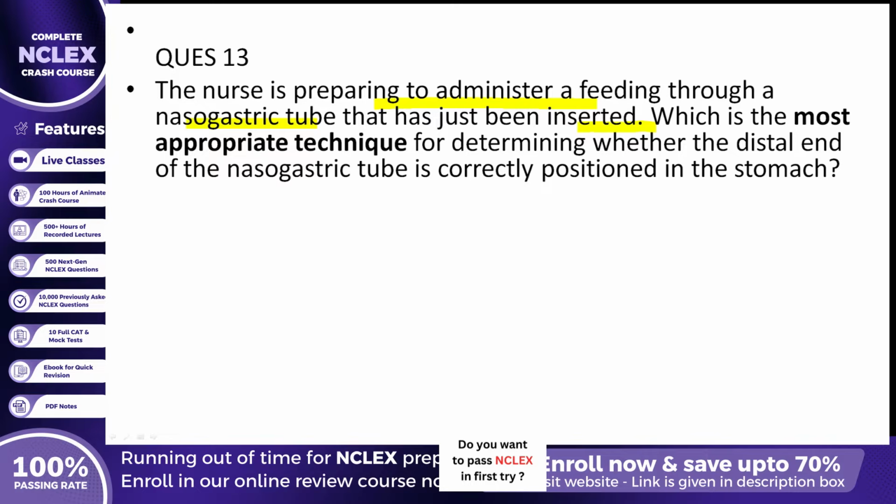The question asks, which is the most appropriate technique for determining whether the distal end of the nasogastric tube is correctly positioned in the stomach? Here are the options. The first option suggests requesting a portable X-ray of the stomach.